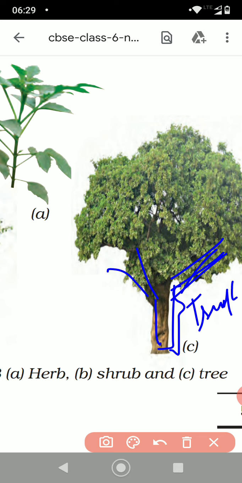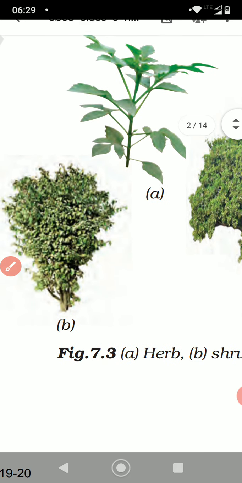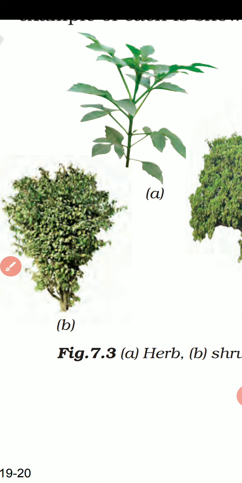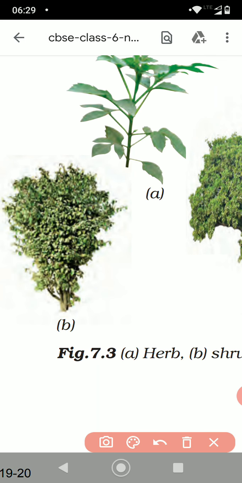But here you can see branches in the shrubs. It is thicker, but the branches are from the base. Yeah, it is thick. This is soft and tender in case of herbs, but the branches still appear from the base. Okay, children, so this is the main difference. Now what are the differences?